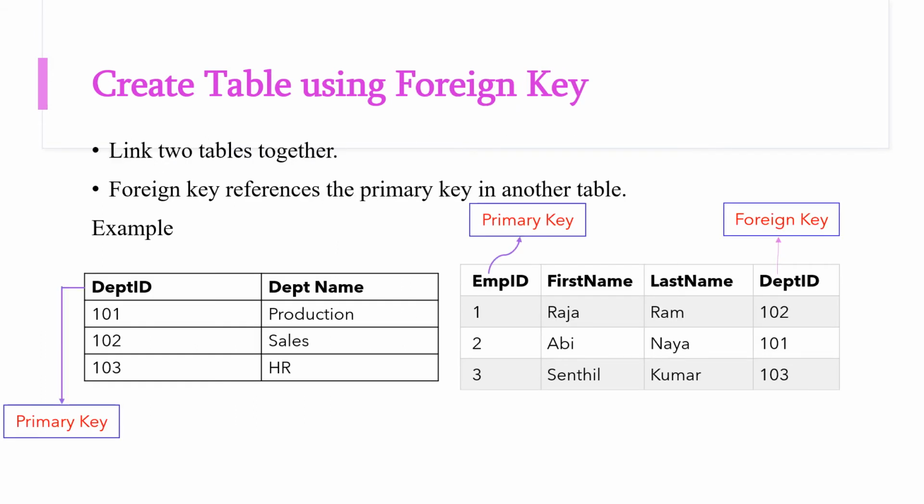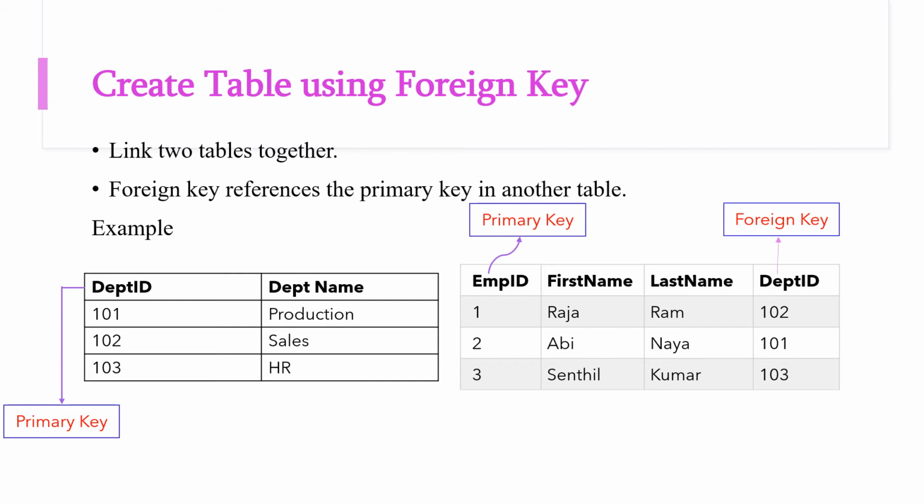Next one is by using the foreign key relationship. The foreign key is used to link the two tables together. The foreign key references the primary key in another table. This is a simple example that we are going to see about the primary key and foreign key relationship.